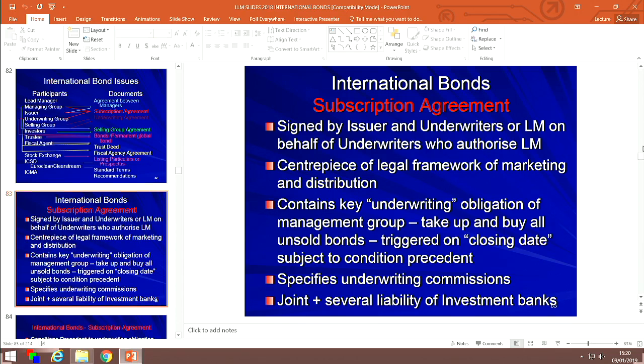What does it contain? Importantly, it contains the most important aspect of an international bond issue, and that is the promise, the legal promise of the underwriters that they will sell all of the bonds of the issuer to the agreed total amount, and by closing date, if all of those bonds have not been sold, that the underwriters will buy the unsold bonds themselves. It's a sell or buy obligation.